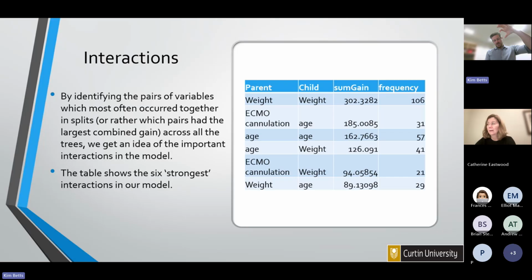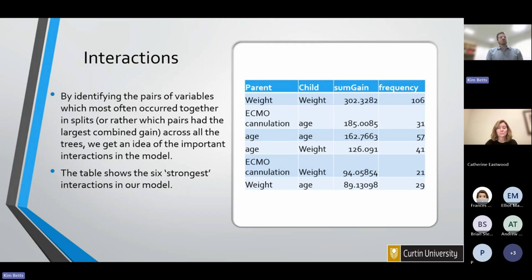If you have variable A splitting and then variable B splitting, it suggests there's some kind of interaction between those 2 variables. So we can go through all the trees and we can pull out the interactions which occurred most frequently or had the greatest effect on separating our cases and non-cases. And if we do that, the interaction that we found the most was actually weight with itself. So in a regression, weight by weight would be like a quadratic term. Here, it just means that there's some nonlinear relationship with weight, which is not really surprising because it's likely that there's a very high risk at low weights, and then later on, maybe there's a more complex pattern.